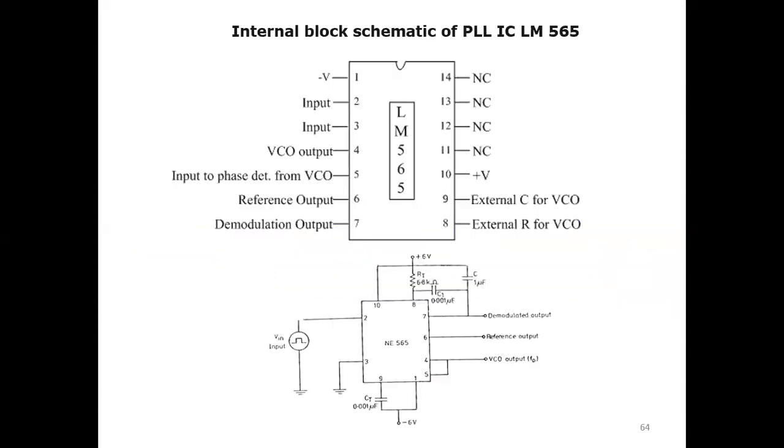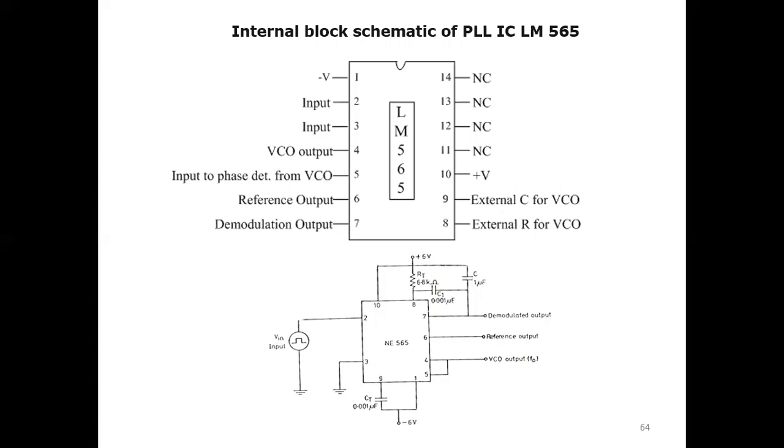This is the internal schematic of the PLL, that is the 565. It is a 14 pin package. Pin number 1 is minus V, that is power supply. Then inputs are pins 2 and 3. Then VCO output is pin 4, which is the input to the phase detector from the VCO. Then reference output and demodulation output. Pin 9 is the external capacitor for the VCO, and pin 8 is the external R for the VCO.